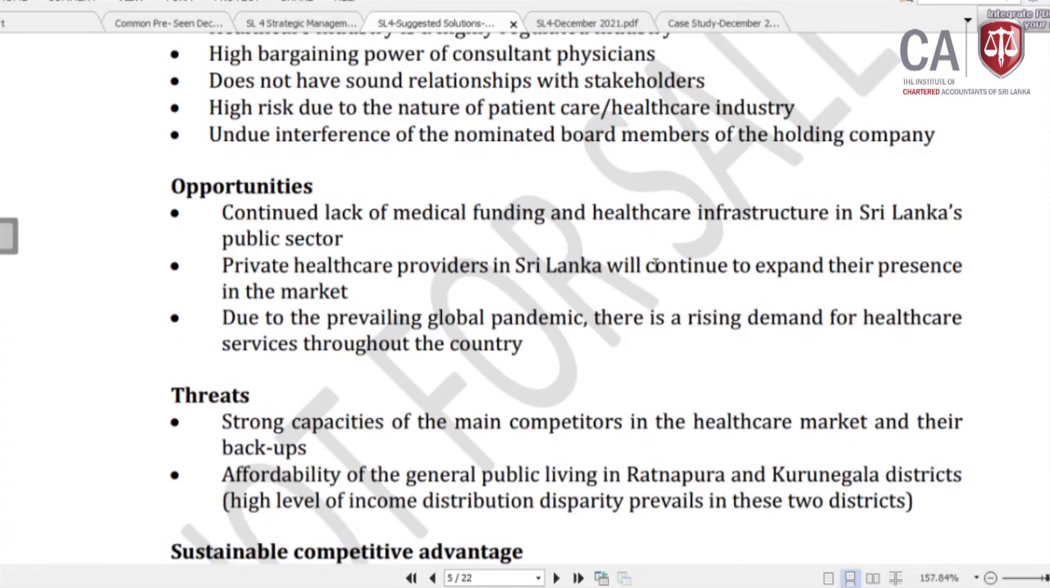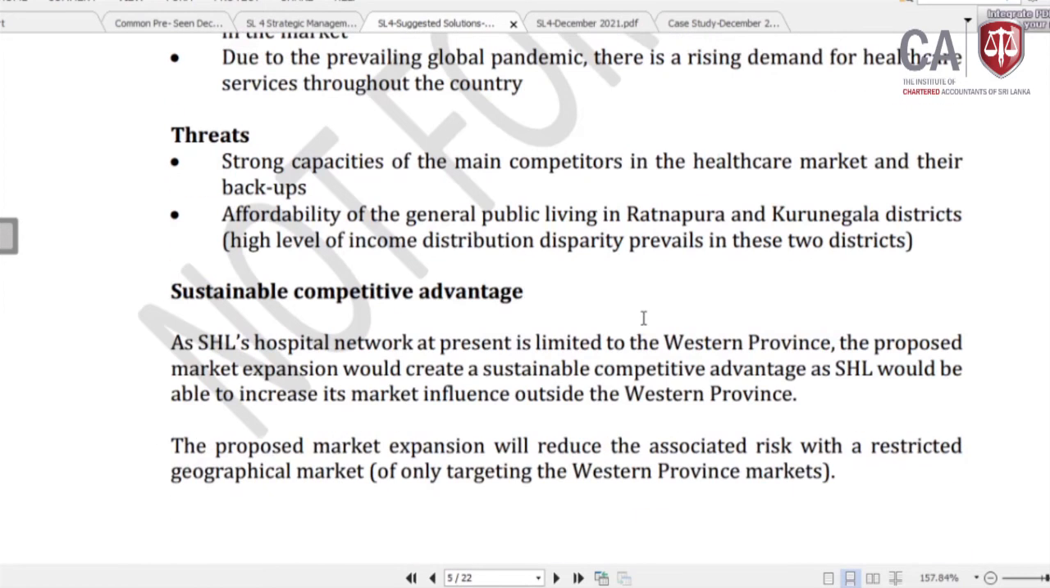Opportunities. Continued lack of medical funding and healthcare infrastructure in Sri Lanka's public sector. Opportunity: private healthcare providers in Sri Lanka will continue to expand their presence in the market. Due to the prevailing global pandemic, there is a rise in demand for healthcare service throughout the country. Opportunity. Threat: strong capabilities of the main competitors in the healthcare market and their backup. There may be a lot of competitors.